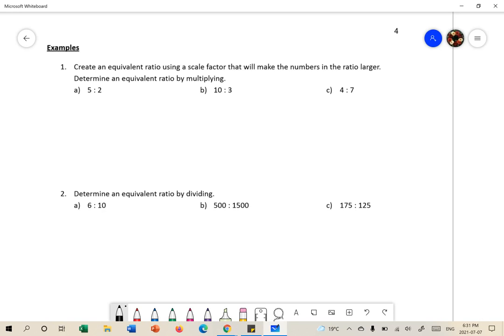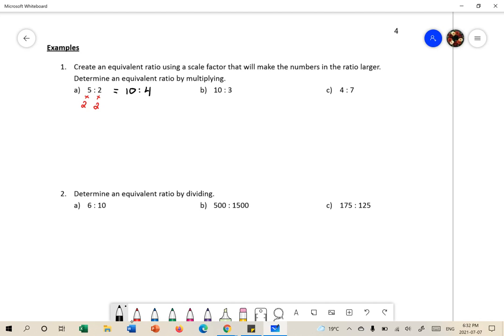Let's practice some more examples. Create an equivalent ratio using a scale factor that would make the numbers in the ratio larger. Determine an equivalent ratio by multiplying. So we want an equivalent ratio, but the next ratio needs to have larger numbers. So what if we multiplied both parts of this ratio by 2? Then our equivalent ratio would be 10 to 4.